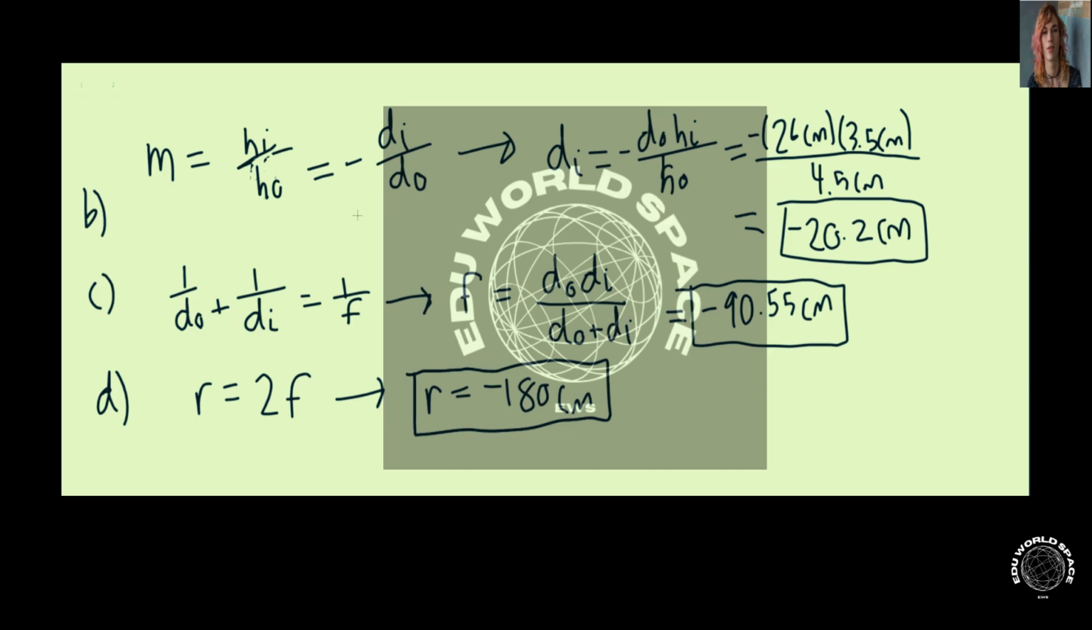So just to recap, we use the definition of magnification and the ideal lens equation in conjunction with the fact that the radius of curvature is always twice the focal length, and we solve for everything. And that's it.